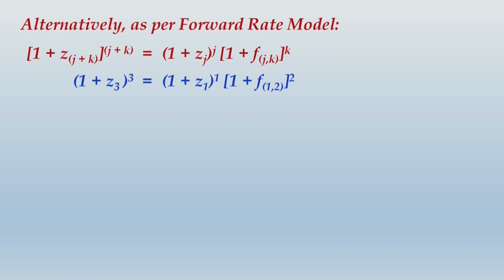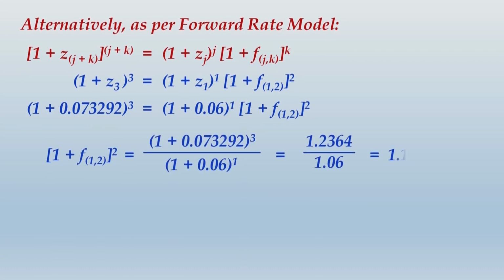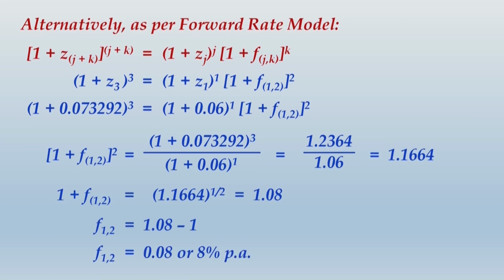So we already knew Z1 and Z3, correct? So let us substitute the values of Z1 and Z3. And when you do that, your missing value in this whole equation now is this F1, 2. So we can easily determine that. So 1 plus F1, 2 whole raised to 2 will be 1.1664. And when you determine 1 plus F1, 2, it will be 1.1664 raised to 1 by 2. Or you can simply call it as square root of 1.1664. That gives you 1.08. So F1, 2 will be 8% per annum.